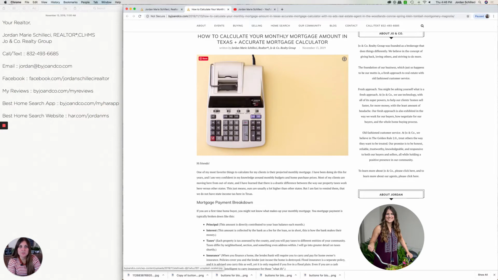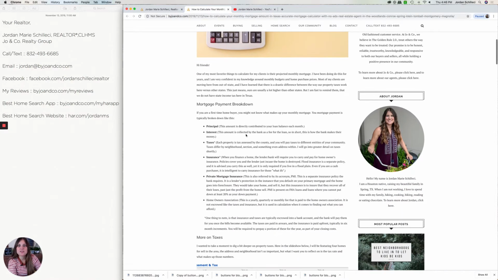How to calculate your monthly mortgage amount, and this is for residents of Texas, and we also have that accurate calculator. So one of my most favorite things to do for my clients is to calculate the projected monthly mortgage. I've been doing this for years. I'm really confident with my knowledge around monthly budgets and home purchase prices.